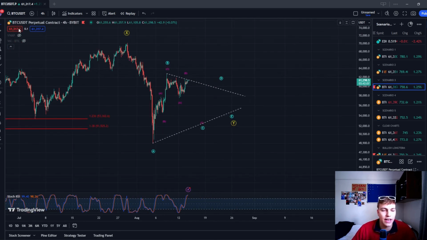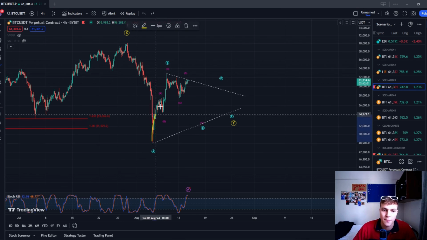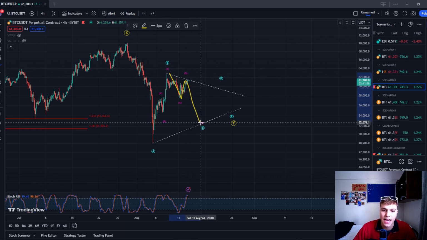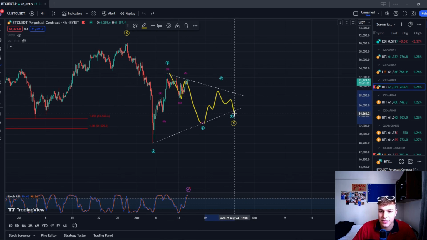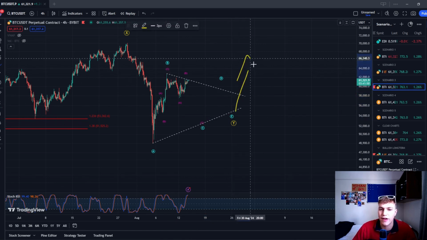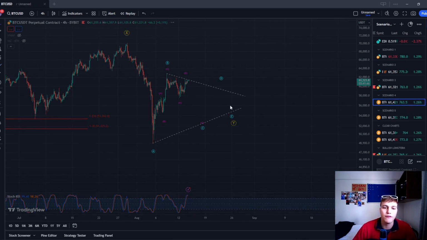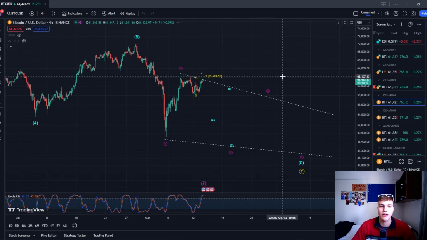Now, we would then have a triangle in the scenario in Y. Inside a triangle, every single move has to be a 3-wave structure. So we have an ABC to the downside, an ABC up, and now we are starting that A, B, and C, still finishing C, ABC and D, and ABC in E, finishing that Y wave, and then blasting off to all-time highs.